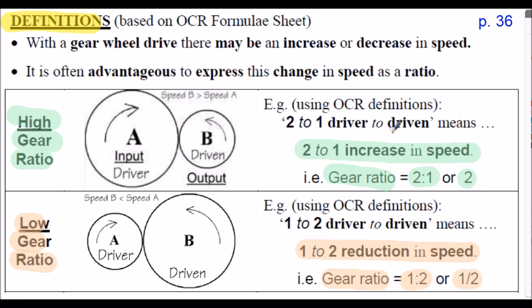And this is where there's a slight difference between the awarding body definitions and that which I would suggest is conventionally used in engineering. In engineering, if I was given a gear ratio of 2-to-1, I would actually consider that to be a reduction gearbox, a reduction in speed, whereas with the awarding body definitions, it's actually an increase in speed gearbox. So just be aware of that for your future reference. We are going to use the awarding body definitions within the calculations that follow.